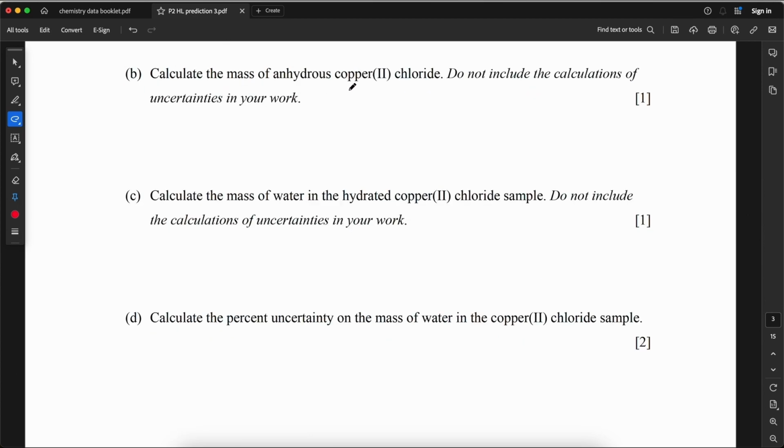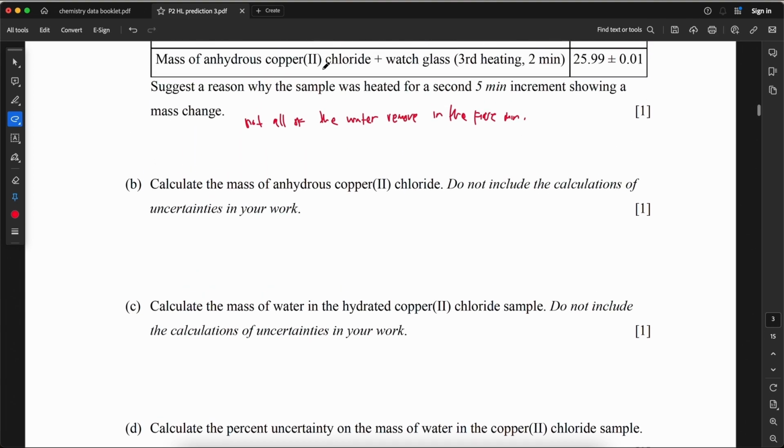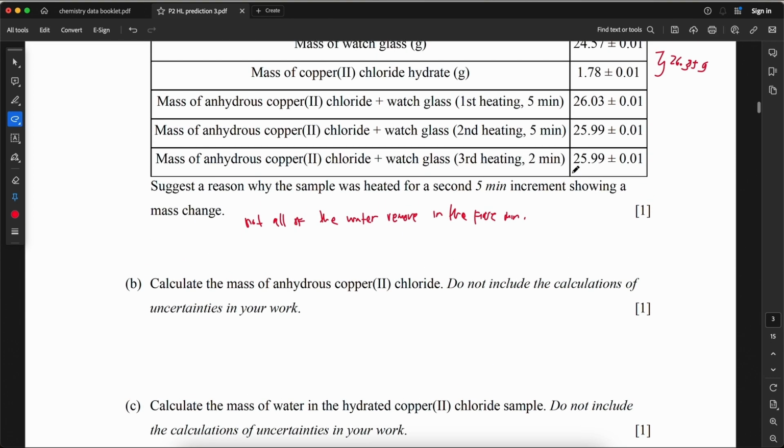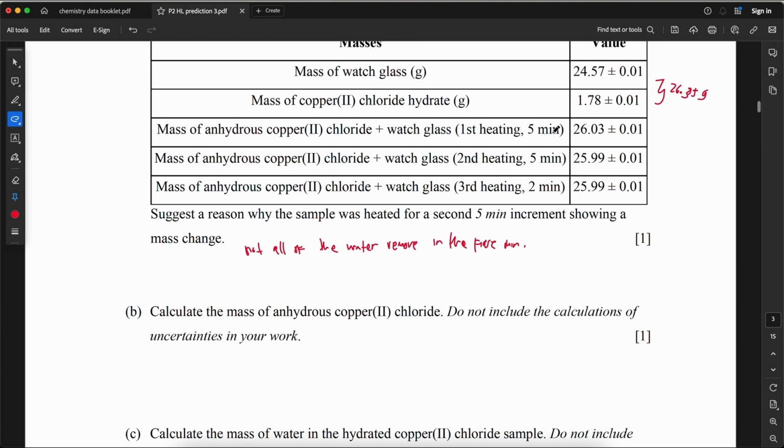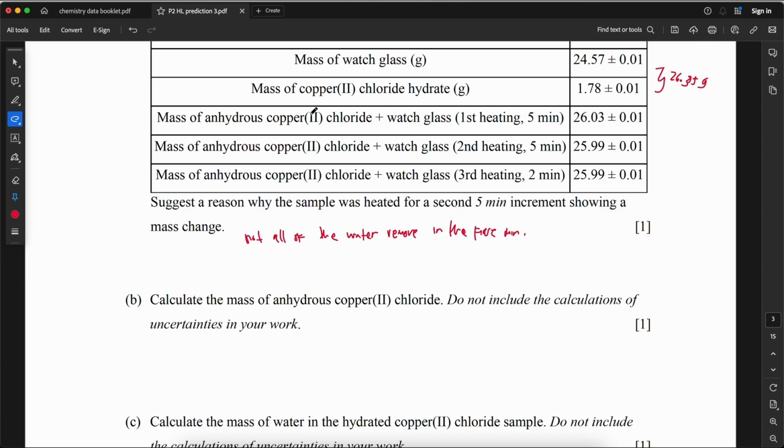Calculate the mass of anhydrous copper 2 chloride. Do not include the calculation of uncertainties in your work. So the CuCl2 mass is 25.99, and the mass of the watch glass is 24.57. So the mass of the copper chloride would be 25.99 minus 24.57. So it's 1.42 grams. So this is without water, after all the water is removed or evaporated.